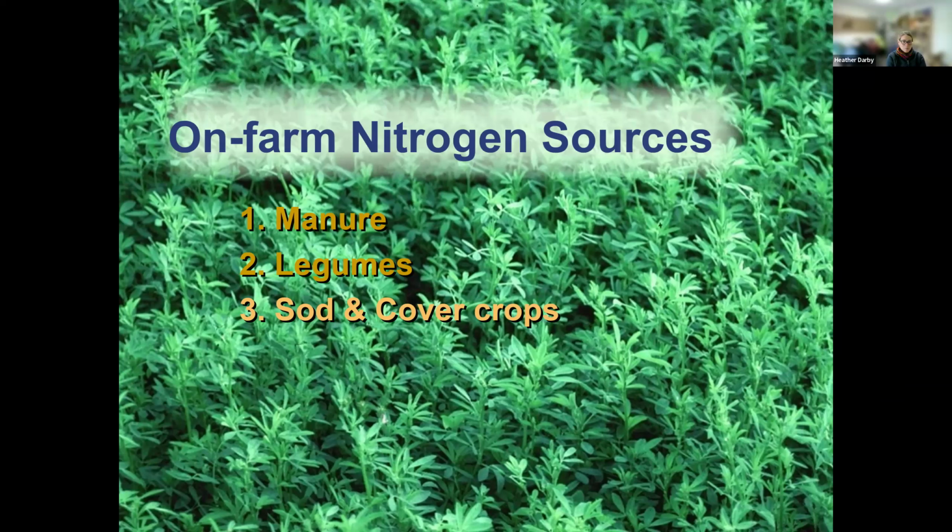So, on-farm nitrogen sources. We have manure, we have legumes, and then we have sod and cover crops, or your hay fields. We have crop residues and cover crops. And these are all really different. They bring different amounts and different types of nitrogen into the system.